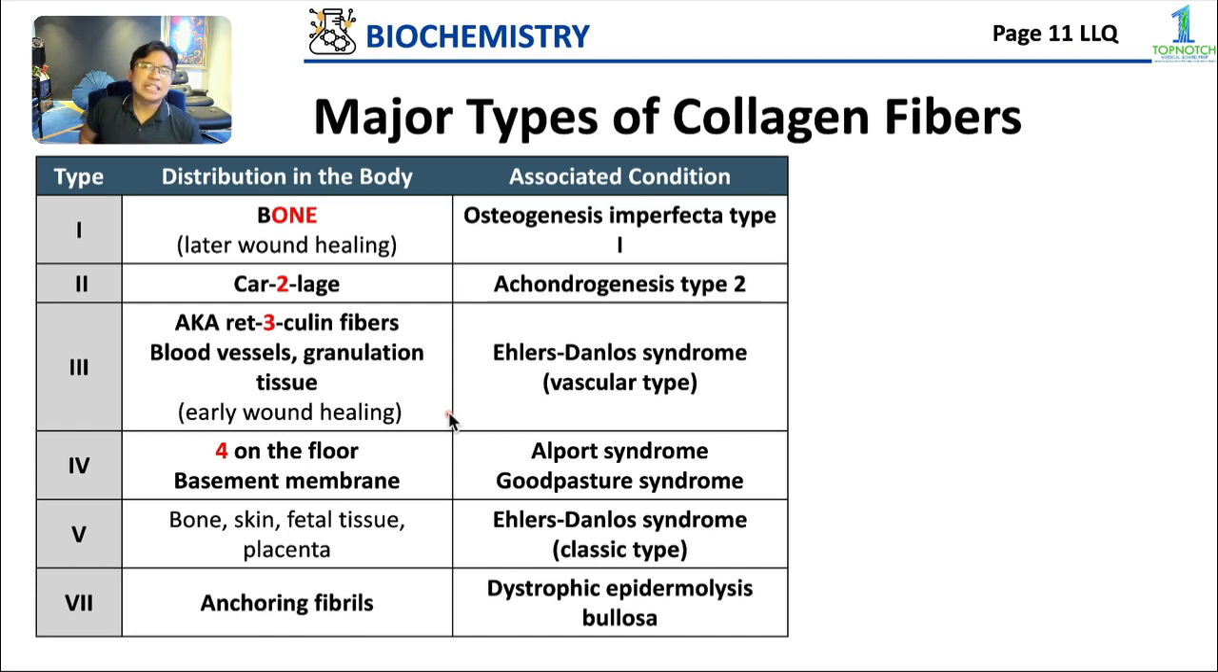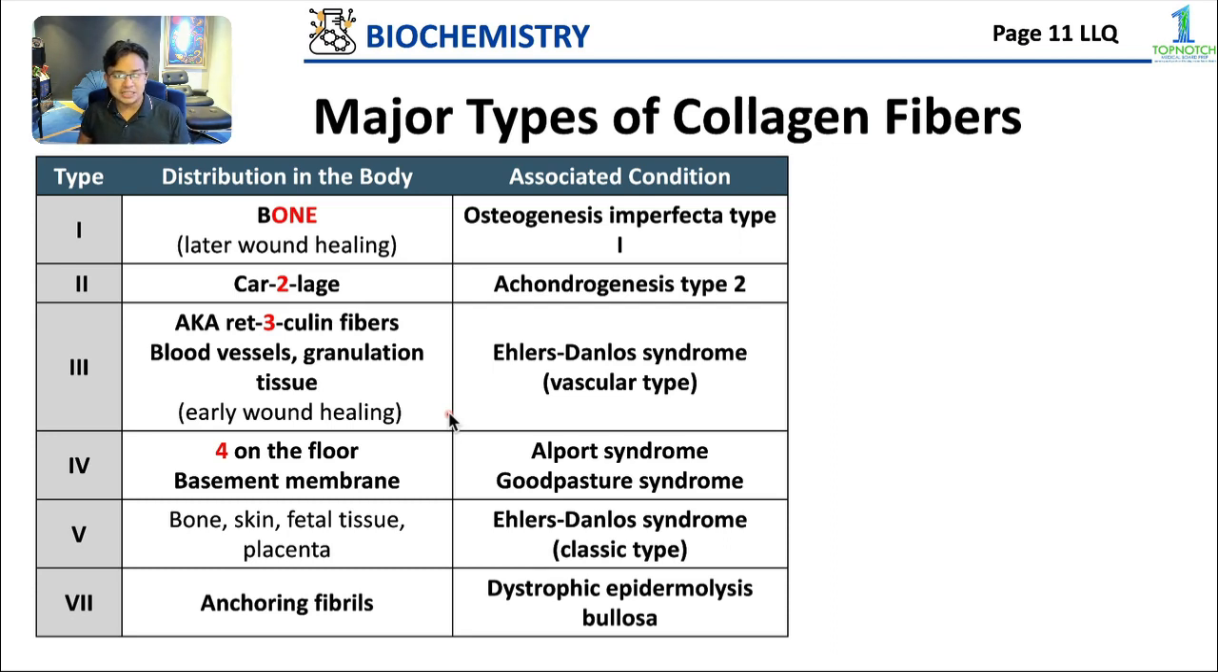Type 4, think of the 4 on the floor mnemonic, the basement membrane. And take note of processes involved with basement membrane problems. Alport syndrome, a genetic problem, kung saan meron kang gross hematuria, and meron kang familial na bilateral hearing loss. In Goodpasture syndrome naman, you have anti-GBM antibodies, which are autoantibodies attacking the basement membrane of your lungs and your kidneys. So, meron kang hematuria, meron ka ring pulmonary hemorrhage or hemoptysis.